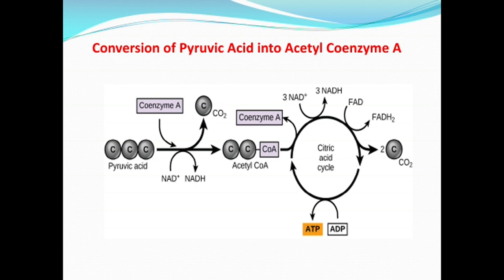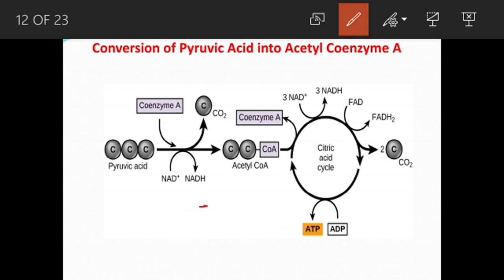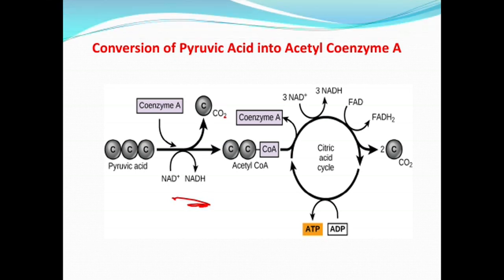Got it? Now, along with the formation of two molecules of acetyl coenzyme A, it also produces two molecules of NADH and two molecules of carbon dioxide. Why do I say two molecules? Here I have written only one molecule of NADH and one molecule of carbon dioxide. So why am I again saying two molecules? Yes, because how many molecules of pyruvic acid are there? Two molecules of pyruvic acid are there.